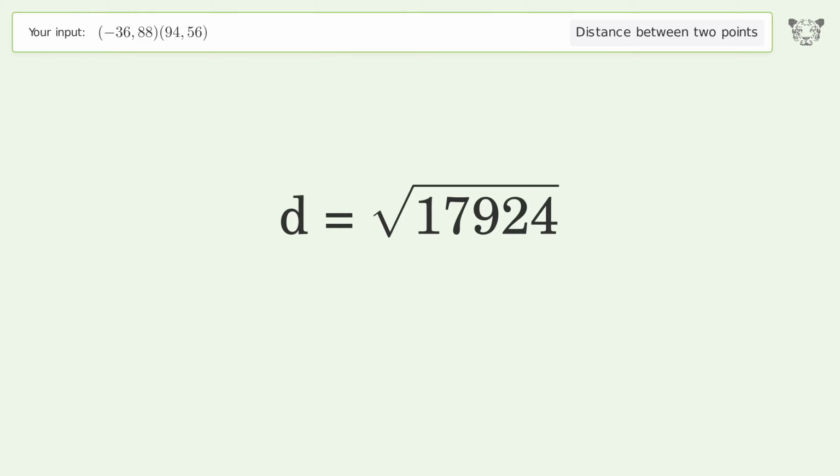And so the distance between the 2 points is the square root of 17,924, or 133.881.